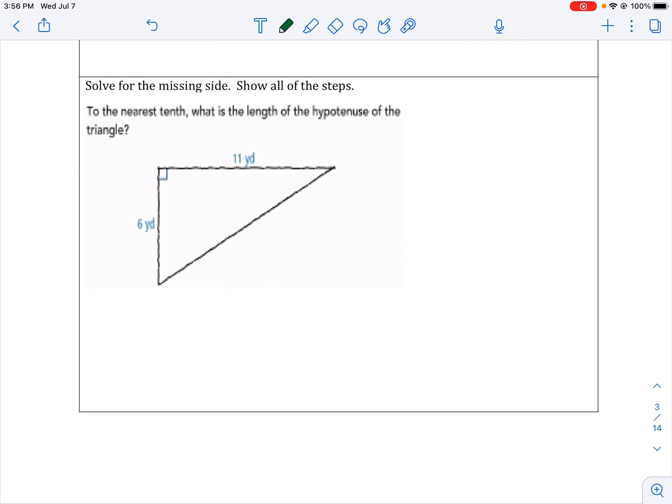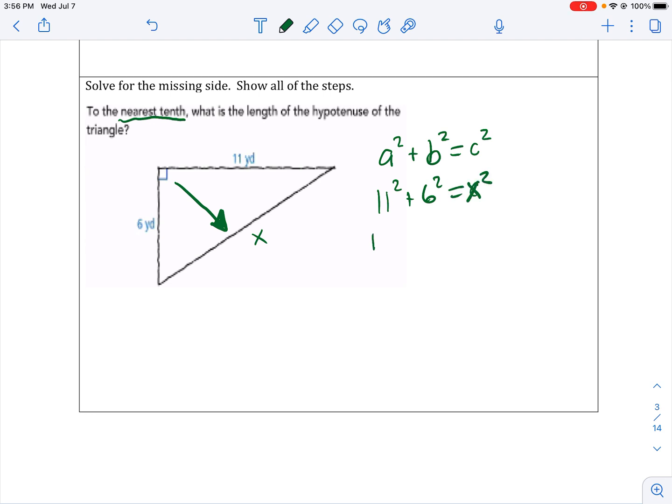Solve for the missing side again to the nearest tenth. The missing side that we have is our hypotenuse because it is across the right angle. So I'm going to use the Pythagorean theorem because I have side lengths of a right triangle. We only use the Pythagorean theorem when we have side lengths of a right triangle. So I'm going to substitute my values in for A and B, and then substitute X in for C.